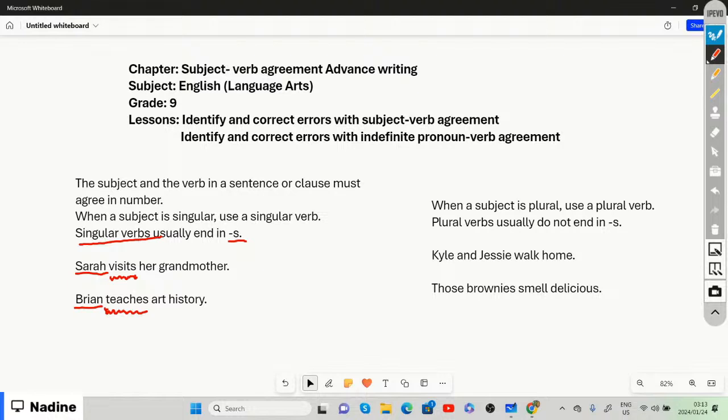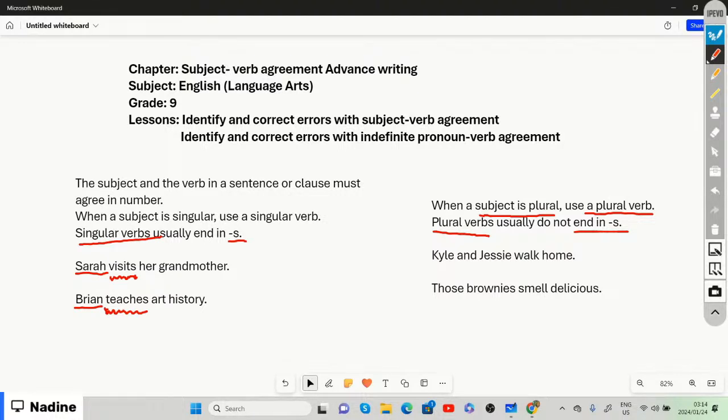Now, when it comes to a plural subject, when a subject is plural, then we use a plural verb. Because like we said, it needs to be in agreement. And plural verbs usually do not end in S, right? So plural verbs do not end in S.